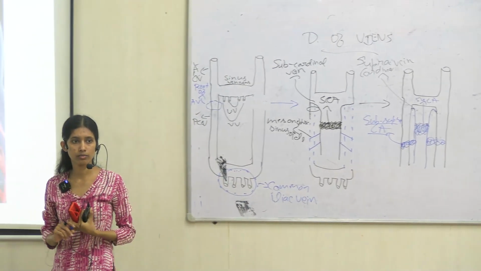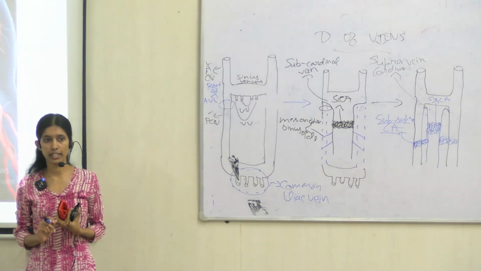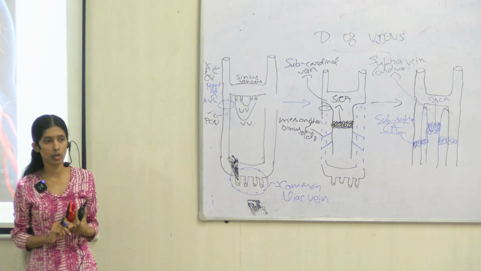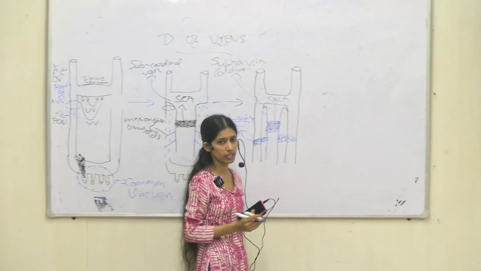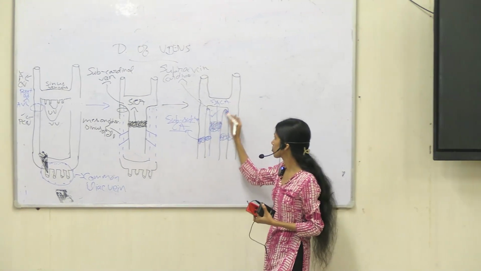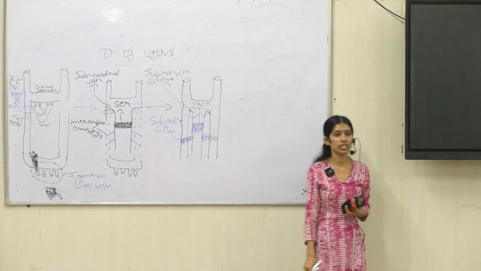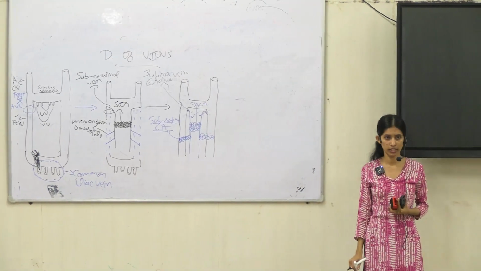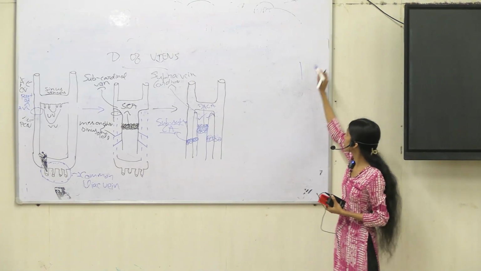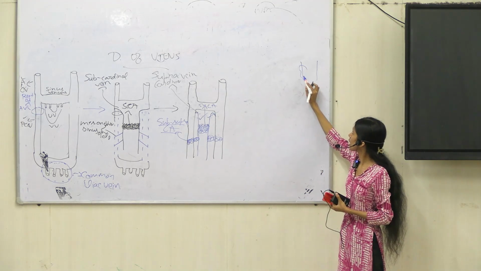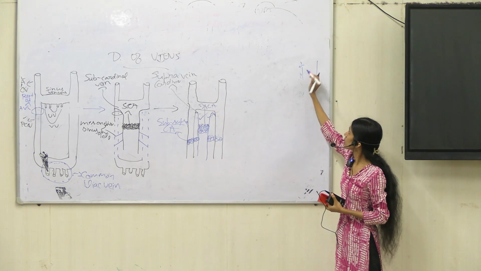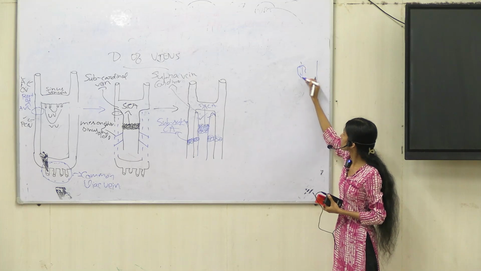Is it clear now? Any doubts? Okay. So during the development, your supracardinal vein, this one, comes in contact with the developing kidney. So this is the supracardinal vein. When the development of your supracardinal vein is taking place, the kidneys are also developing like this.